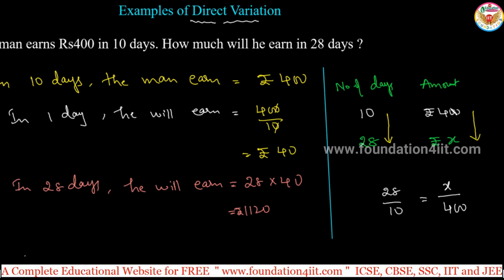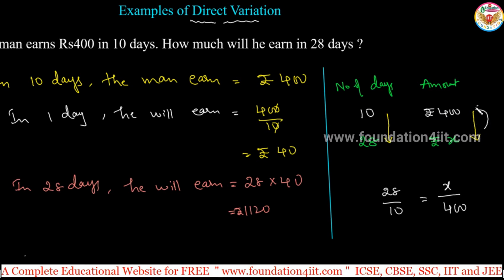Or else 400 divided by x is equal to 10 by 28. Since it's direct variation, same side quantity divided by same number. Again this divided by this. So x is what we are supposed to find out. So I took x divided by 400 is equal to 28 divided by 10. From this you can solve the x value now.